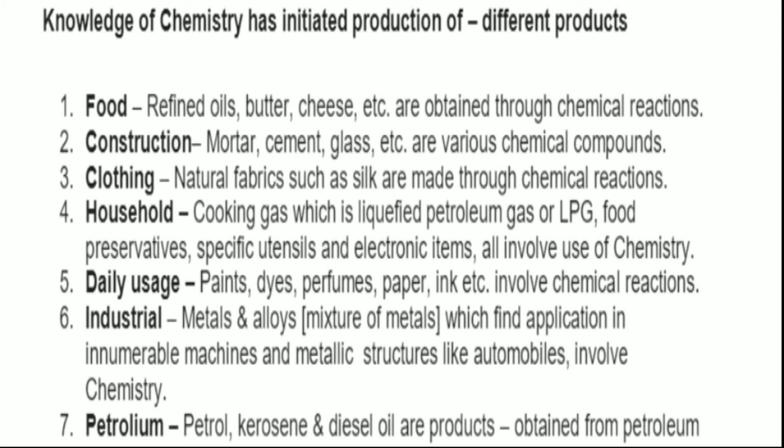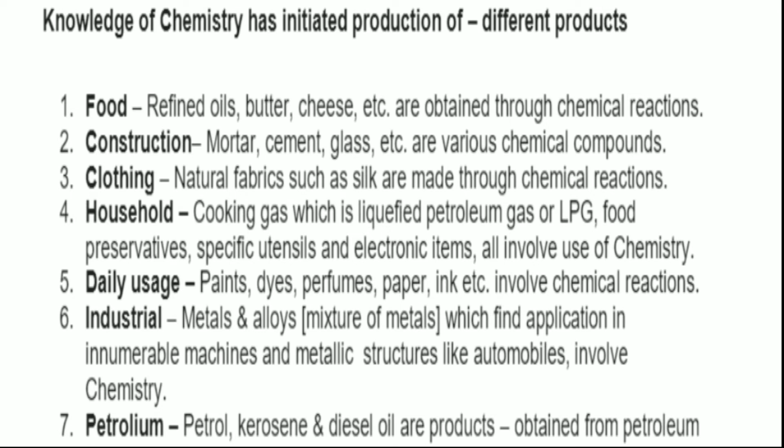Okay, next is the knowledge of chemistry which has initiated the production of different products. For example, food like refined oils, butter, cheese, etc. are obtained through chemical reactions. In construction, like mortar, cement, glass, these are also various chemical compounds.